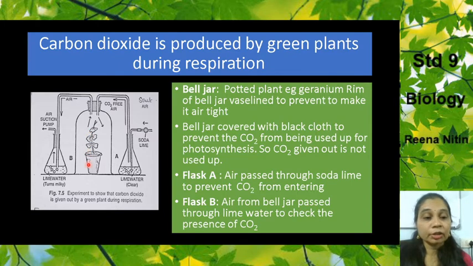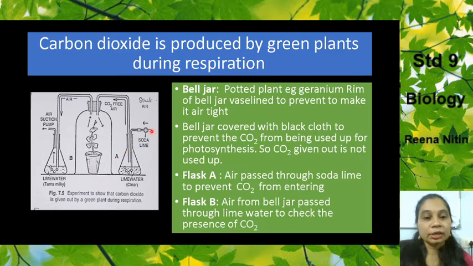Understand the setup, children. It consists of a bell jar. Here you have a bell jar and you have a potted plant, a plant like geranium. Then you have placed this bell jar in between, and on either side you have two conical flasks, flask A and flask B. In flask A there is lime water, and in flask B also there is lime water.